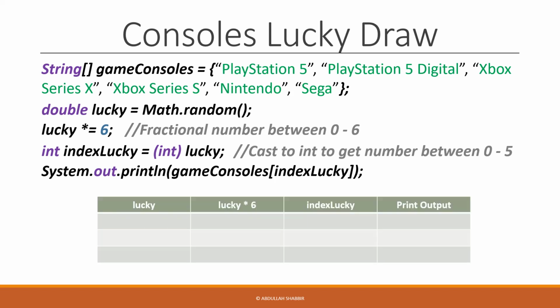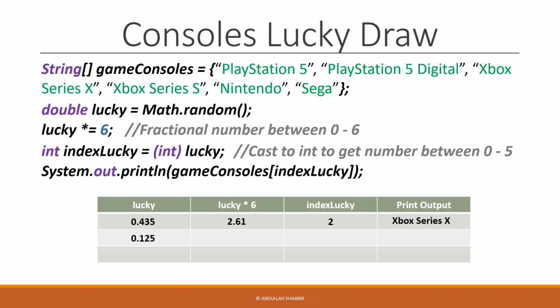Let's trace a few examples and see what's happening. Assume that Math.random generated a random number that's equal to 0.435. The first thing we do is we multiply it by 6, making it 2.61. And then we cast it into an integer, throwing away the fractional part so that it becomes just 2. So our luckyIndex is 2, and the last line just prints out gameConsole of 2. And what is gameConsole of 2? It's Xbox Series X.